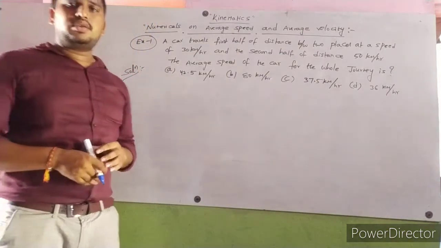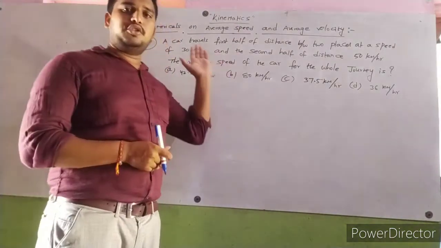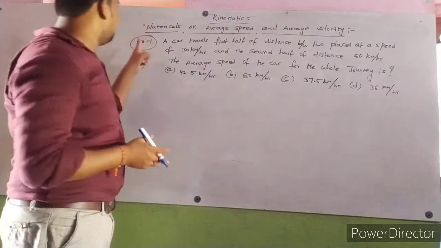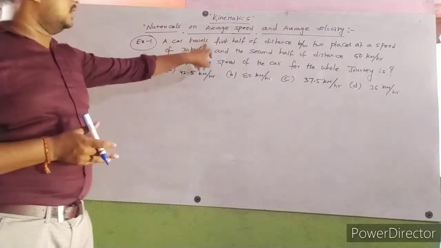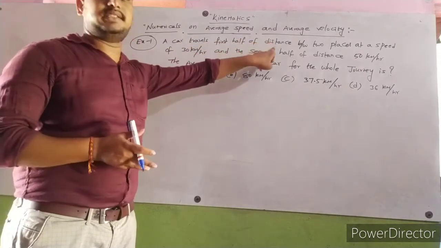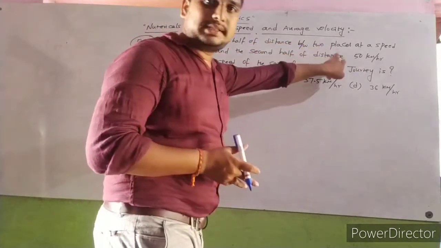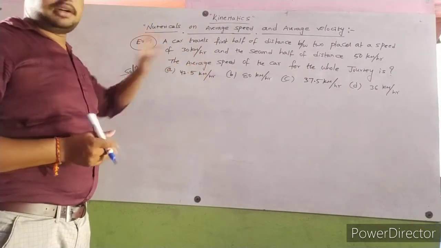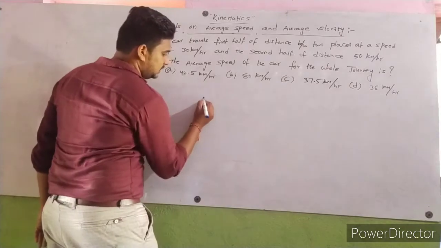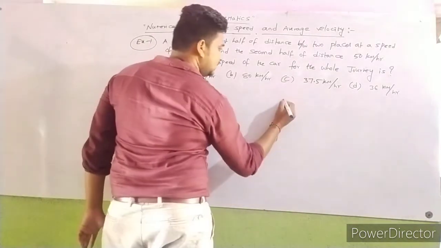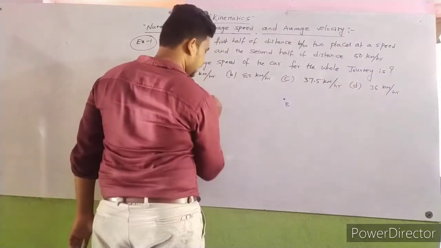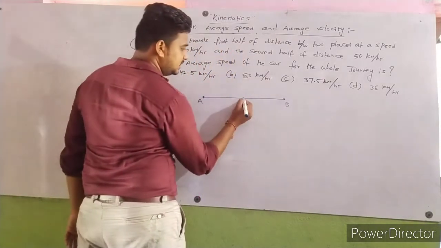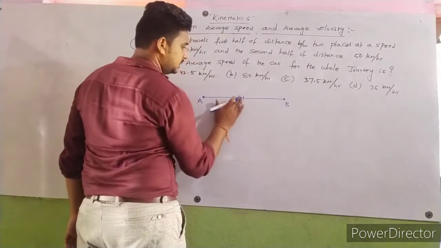Well, continuing my lecture on numericals of average speed and average velocity. Example 1. A car travels the first half of the distance between two places at a speed of 30 kilometers per hour. Let us consider this is place A, this is place B. These are the two places, and here is half of the distance.